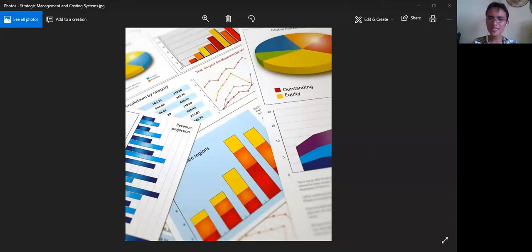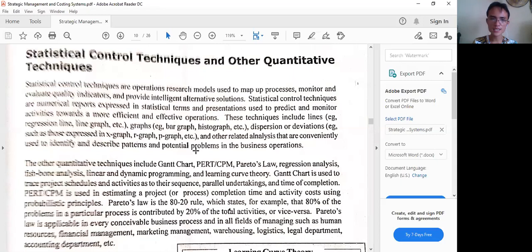Now for the second part, I'm excited. It will be on the other techniques, statistical control techniques and other quantitative techniques. From the word statistical, basically there would be computations, there could be software to be used, and the techniques would be mostly numerical in nature.